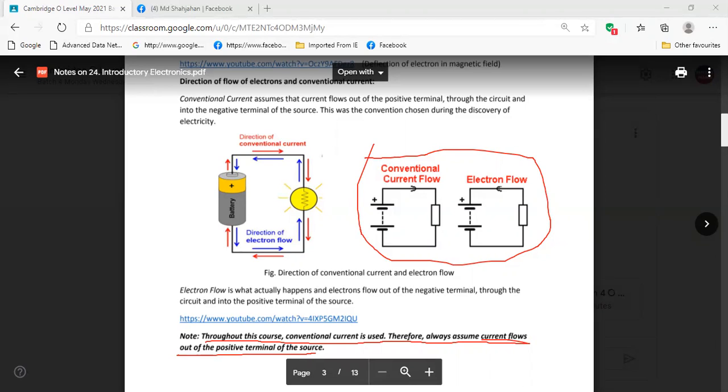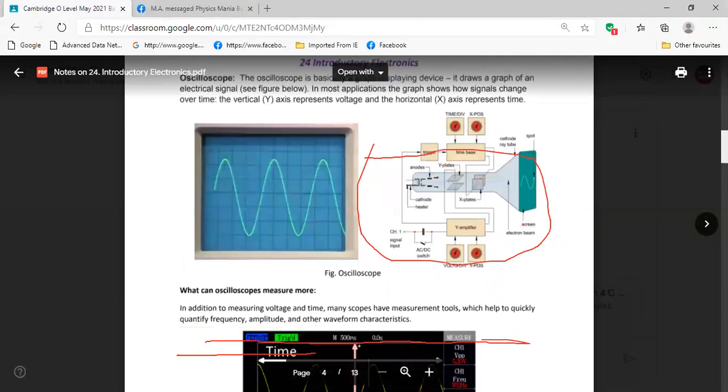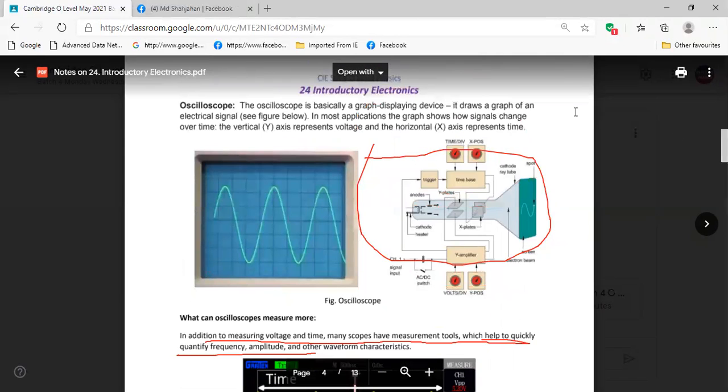Sir, so every time we say the word current, that only means conventional current, from positive to negative, okay? Now this circuit is done, right? Just the note is left. No problem, I will write it later.